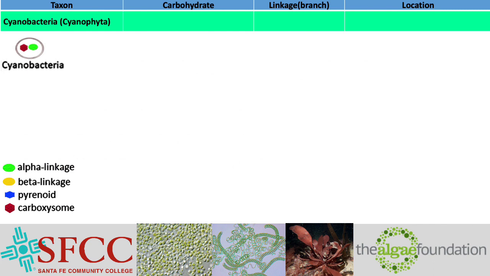The cyanobacteria store their energy in starch that has alpha-1,4 linkages with alpha-1,6 branch points. The starch is stored in the cytoplasm. As shown in the legend in the lower left corner, alpha-linked carbohydrates are represented by green ovals and beta-linked carbohydrates by yellow ovals. The blue and purple hexagons represent two different structures that house carbon dioxide concentrating mechanisms. These structures increase the efficiency of fixing atmospheric carbon into sugars.